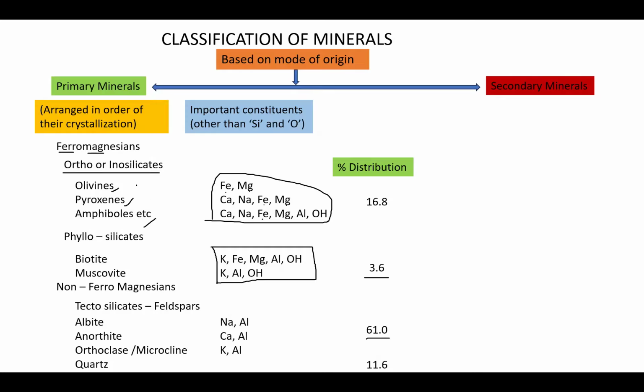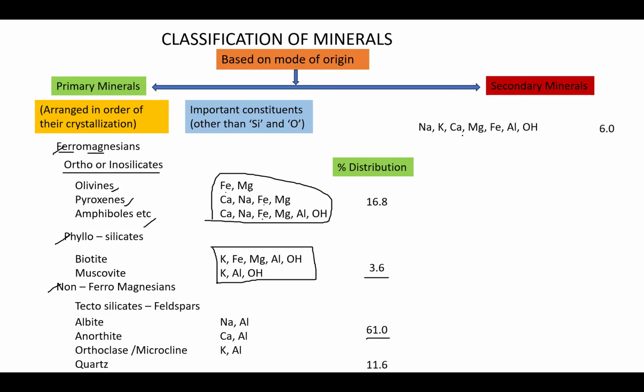So these are the classifications under primary minerals: ferromagnesian, phyllosilicates, and non-ferromagnesian. These three types are there under primary minerals according to their arrangement of crystallization. Remember these names. We'll go into details in further classes. And after that, secondary minerals. Secondary minerals are nothing but the clay minerals. There will be a separate lecture on the secondary minerals.